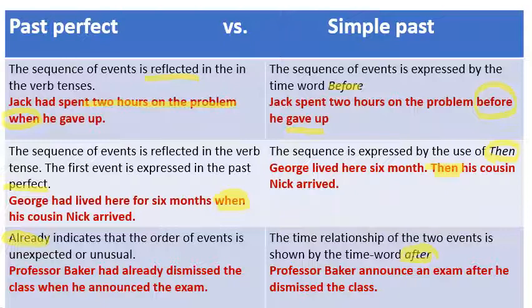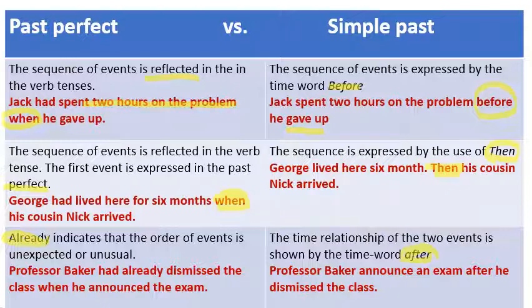Already, we use already with the past perfect. Why? Remember we said that already is one of the time expressions that we use with the present perfect. We also use already with the past perfect to indicate the order of events is unexpected. When you have something which is unusual or unexpected, we tend to use already.